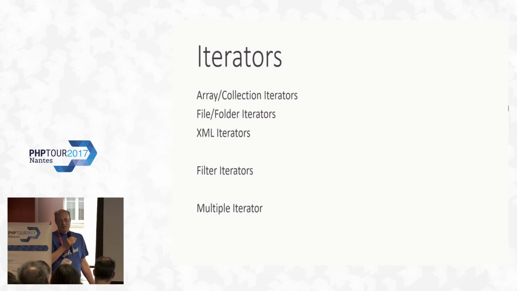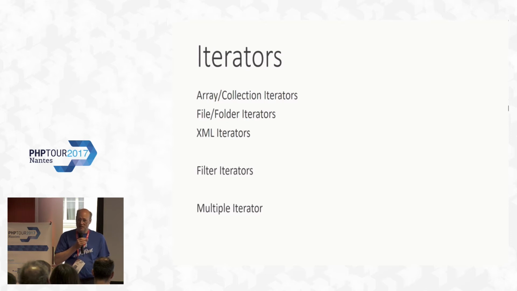And my favorite is the multiple iterator, which allows you to iterate multiple iterators at the same time, which is, believe it or not, a quite commonly requested question on Stack Overflow, and something that it's incredibly useful to do. And if you're doing it using normal arrays, you have to ensure that the keys match up and everything like that, otherwise it'll break.